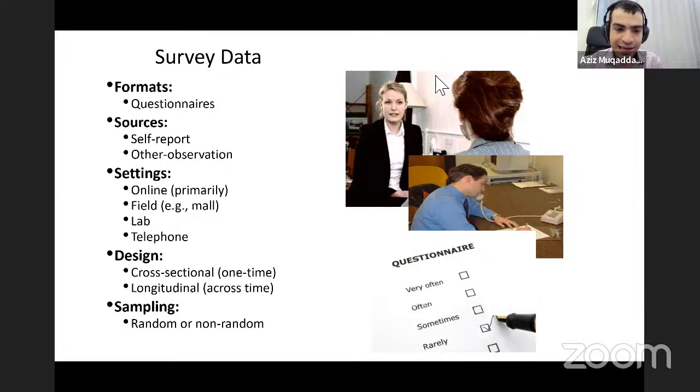We also have a lab, so you can be invited into a lab. They let you watch a movie. Well, that's more like an experiment, but you could be in a lab and then answer some questions. Have you taken part in a lab study before as a participant?